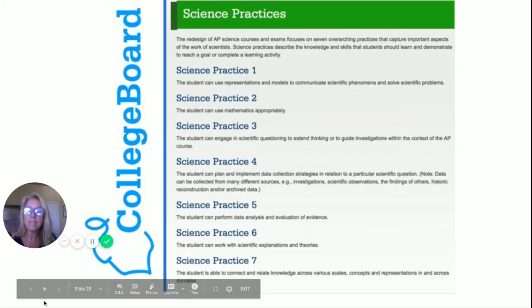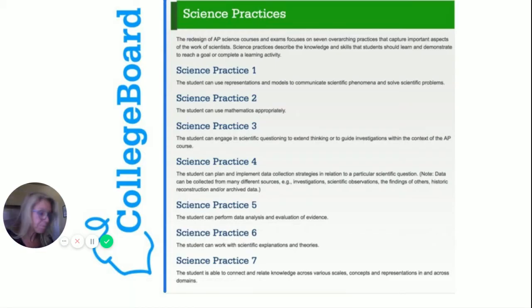Okay, so that's an introduction to the science practices. As far as your notes go, let me help you with your notes, okay? On number 1, it's communicating with models. Number 2, you need the word math, using math appropriately. Number 3, questioning scientifically. Number 4, collecting data responsibly. Number 5, analyzing and evaluating data. Number 6, justifying conclusions and theories. Evidence to support a claim. And then number 7, expanding understanding and connections.